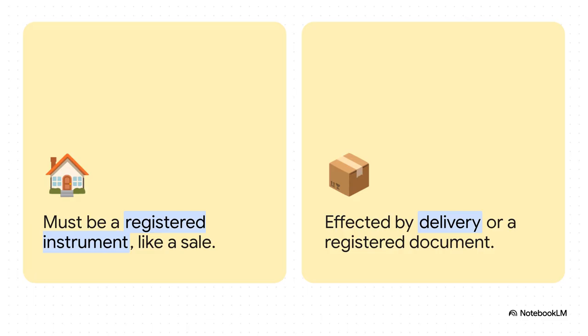For a movable property, it must be made by a registered instrument, just like a sale. For movable property, it can be effected by delivery or a registered document. Pay very close attention to the diction here. I strongly warn you to use the exact Indian legal phrasing. Write registered instrument, do not just write paperwork. Write effected by, do not just write done by. Also, make a note that the general rules of sale apply to exchange as far as applicable. Using the correct statutory language is what separates the first-class students from the rest of the pack.